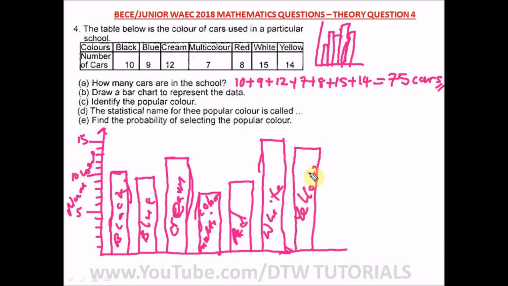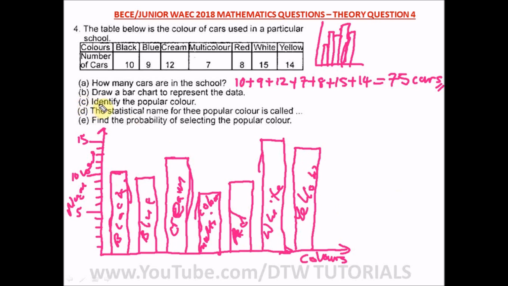Okay, all right, so this is the answer. This is the way you label your diagram. This is the number of cars, and this is colors. Make sure you write this. Number of cars here, you can write it here or by the side, then also write colors here. So this is the way you represent this on a bar chart.